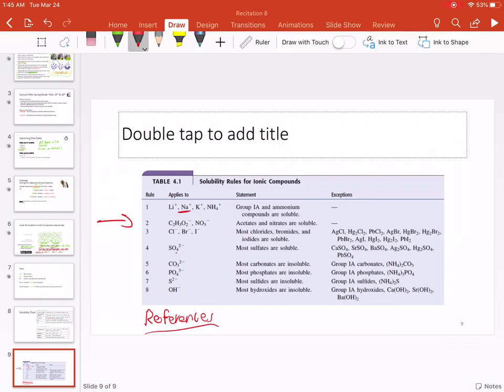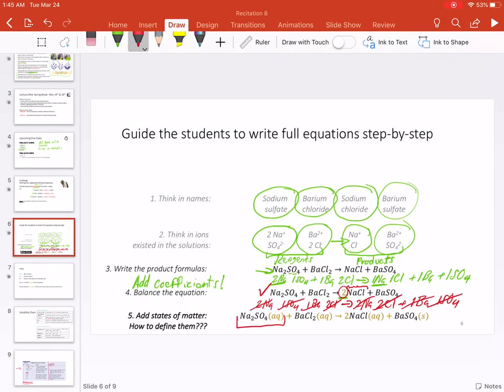And they are telling me as well, if I take a look here at sulfate, that most sulfates are soluble. These are the exceptions, so keep this in mind. Always read the exceptions. And they are telling me that calcium, strontium, barium, silver, let me see, lead, and mercury in this case are the exceptions. I don't have sodium in any of those, therefore this has to be soluble, and that's the reason why this is aqueous, because it's in solution.